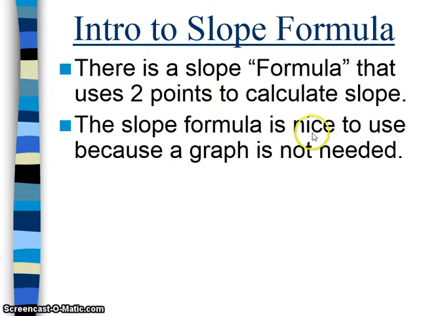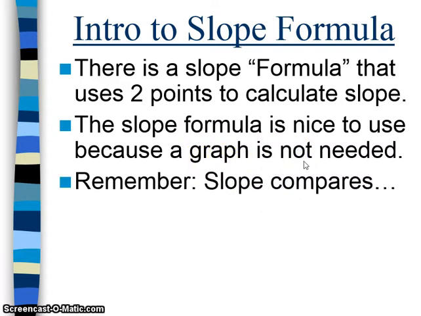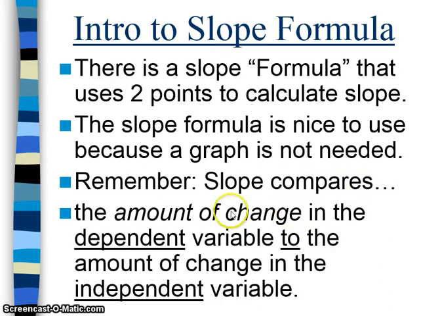Now the slope formula is nice to use because you don't need a graph. All you need are 2 points that would be on the graph. So it saves time in not having to graph the relationship. Now remember, slope compares. That means that it's a ratio. Anytime we hear a comparison of 2 amounts, we know it's going to look like a fraction and compare, in this case, the amount of change in the dependent variable to the amount of change in the independent variable. The y change is on top, the x change is on the bottom. Rise over run in the case of the graph.